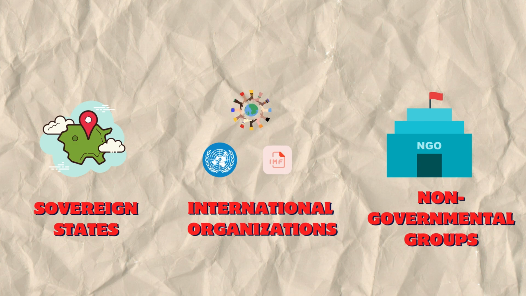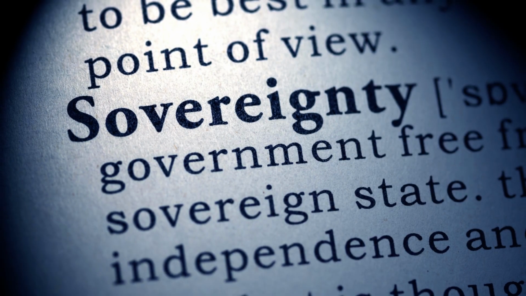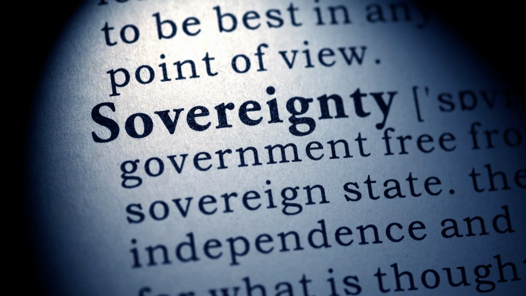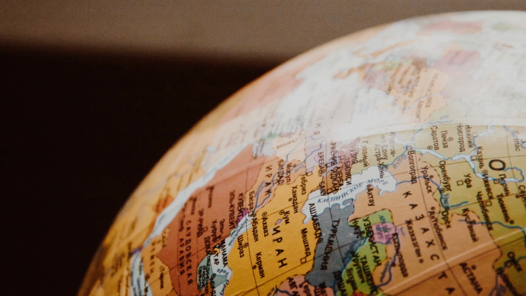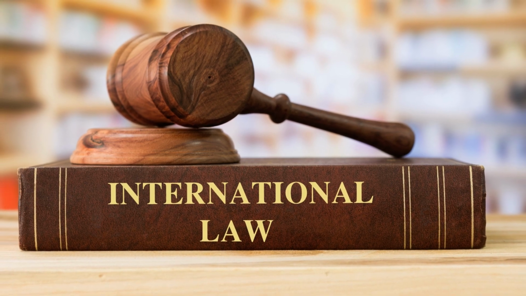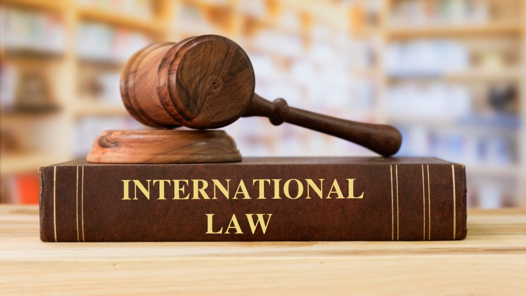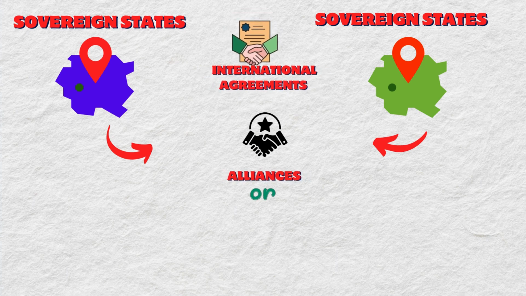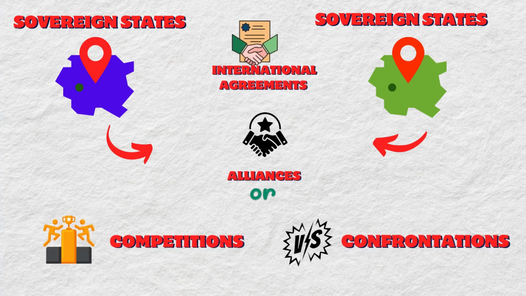with one another. The concept of sovereignty is a fundamental pillar of IR. It means that each country has the right to govern itself without external interference. This independence, while a cornerstone of international law, also leads to diverse interactions on the global scene. These interactions range from cooperative efforts like international agreements and alliances to more competitive or even confrontational relationships.